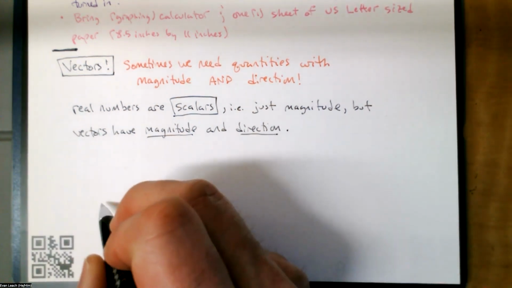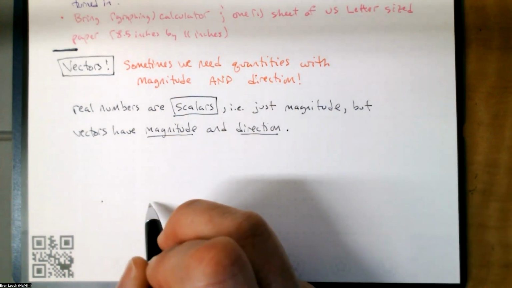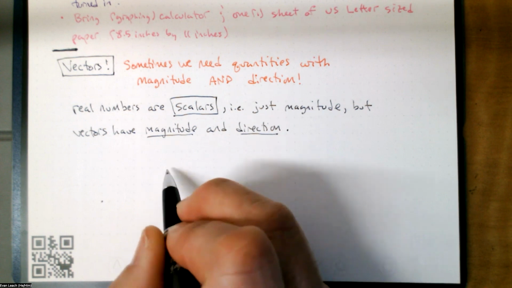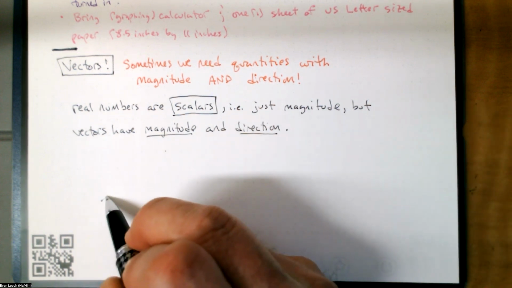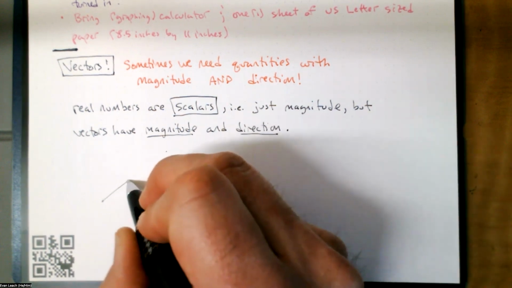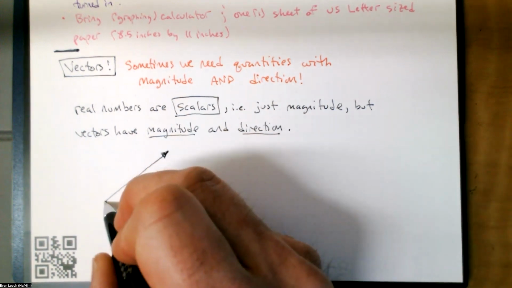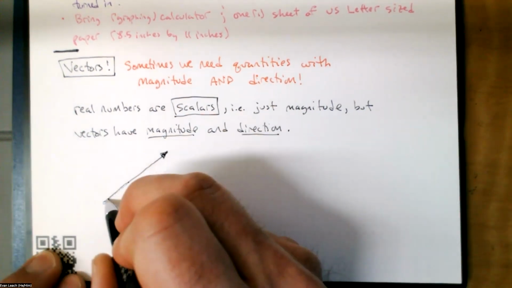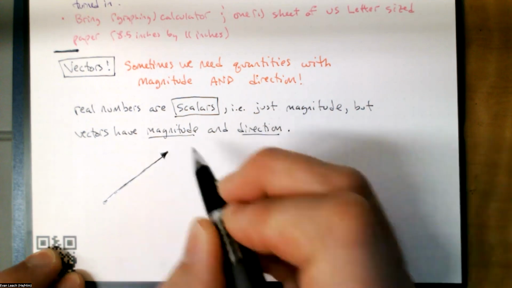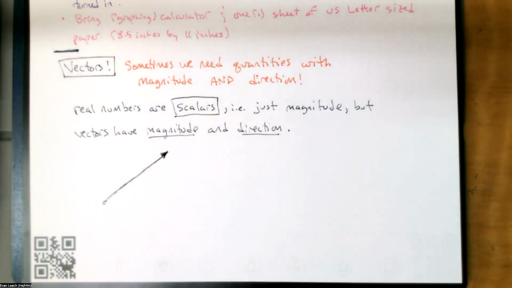We usually represent vectors with arrows. The length of the vector, the length of the arrow that we draw, is an indication of its magnitude.